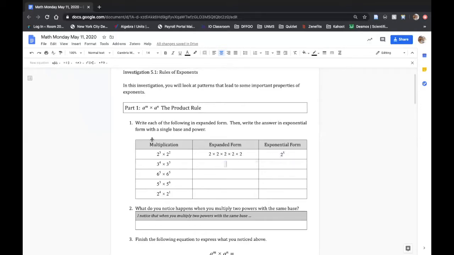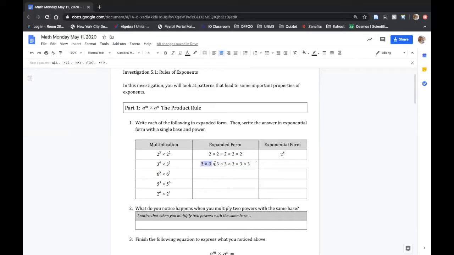I'll do the next one with you as well. 3 to the 4th times 3 to the 3rd power. So that's 3 multiplied 4 times 3. 3 times 3 times 3 times 3, so that's 3 to the 4th power, and now I need to do multiplied by 3 to the 3rd power. So that's just going to be times 3 more 3s. So times 1 3, 2 3s, 3 3s, right?